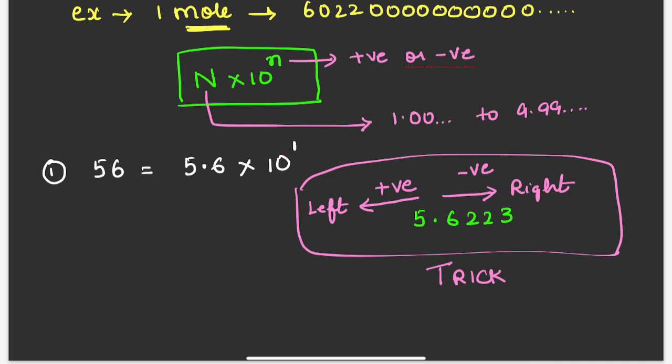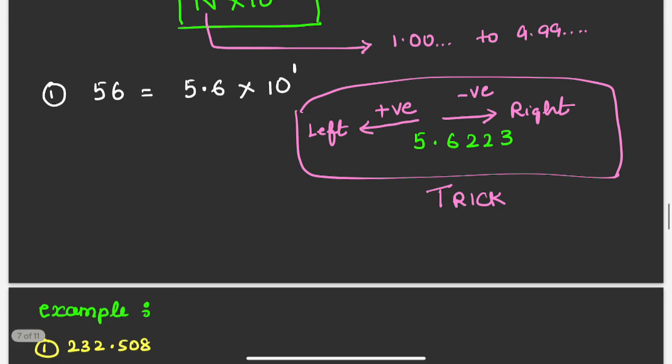So let us take one more example to understand this. Second example: 0.00027. Now how to write this in scientific notation? Always remember that after the first non-zero number you have to keep the decimal point. So shift this decimal 1, 2, 3, 4. 4 decimal places you are moving.